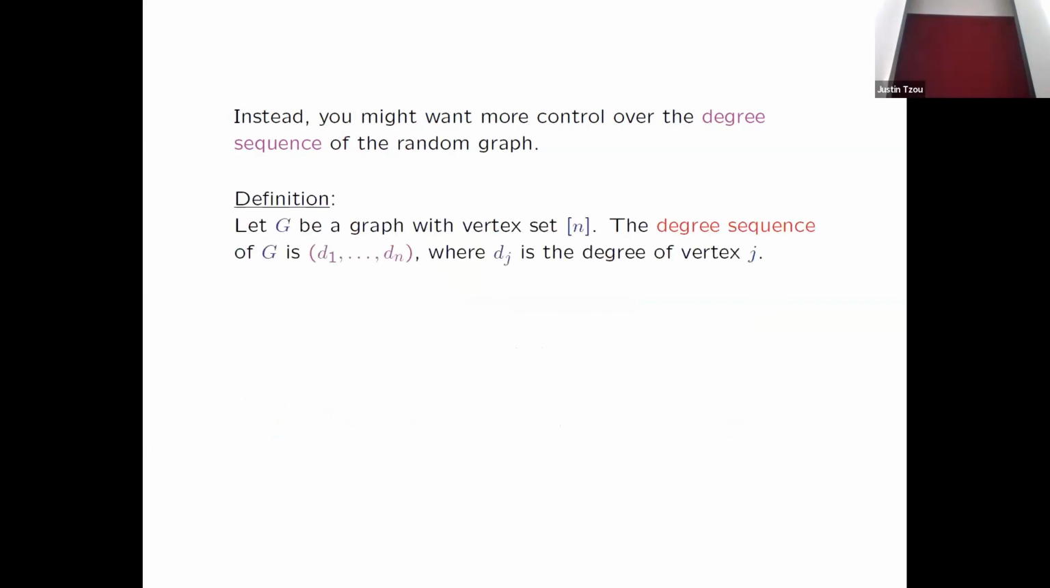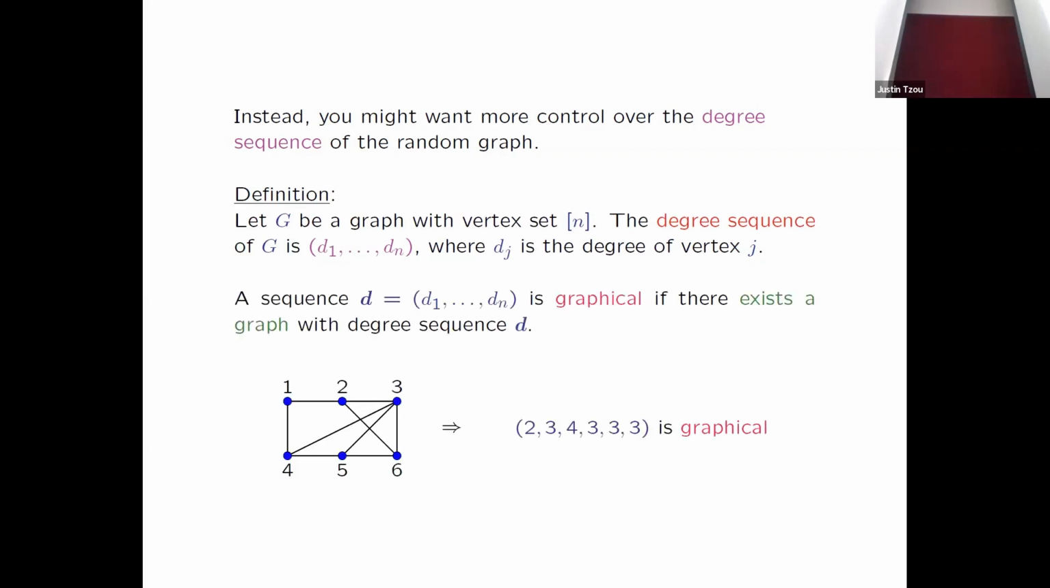But I still say this is okay, because you can first choose the degree sequence randomly in some way and then look at the set of graphs with that degree sequence. One way you can do this is to generate all the degrees independently from some distribution and condition on their sum being even, which is what you need.